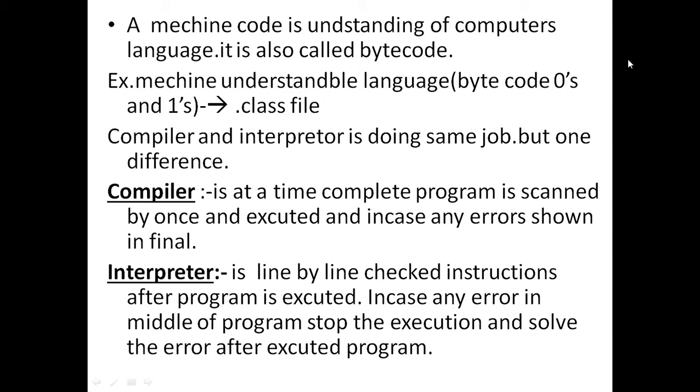But the interpreter checks instructions line by line, and then the program is executed. In case of any error in the middle of the program, it stops the execution, and you solve the error, and after solving the errors the program is executed. This is called interpreter. Next I will tell you what is JVM, JRE, JDK.